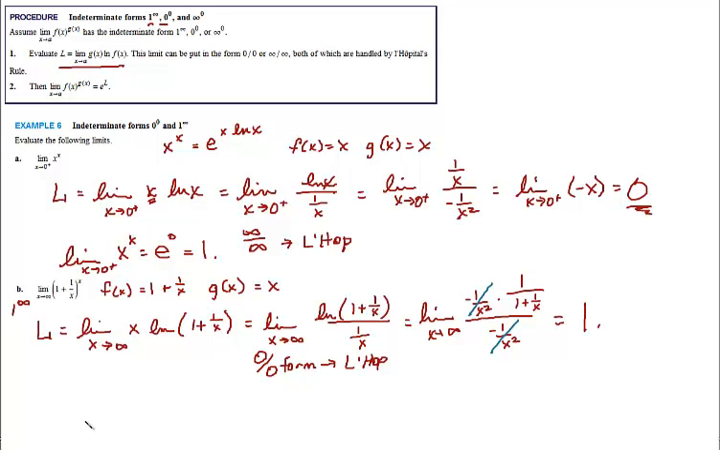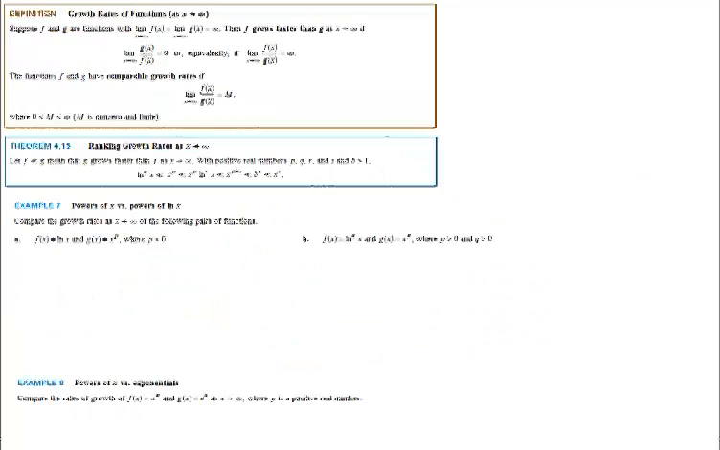I'm not finished yet. I still have to do part 2, which says that the limit as x goes to infinity of 1 plus 1 over x to the x is e to whatever power you got. I got a 1, so this thing just equals e as its number.